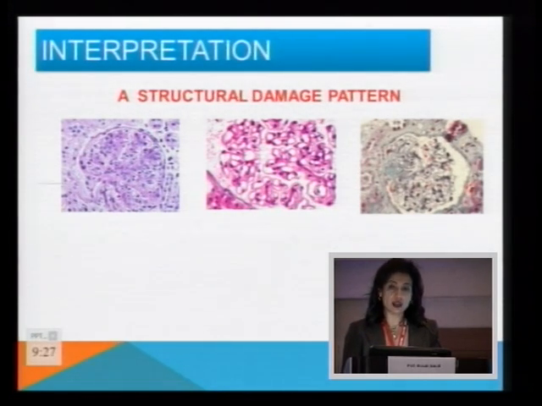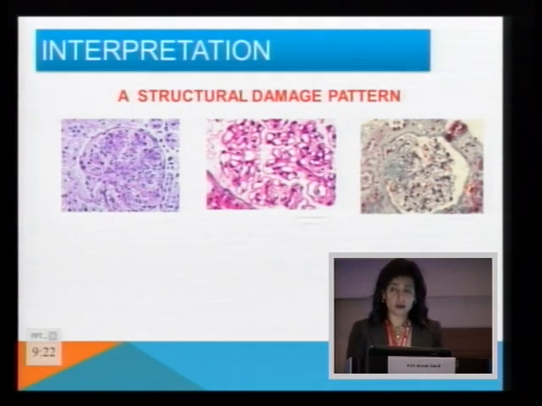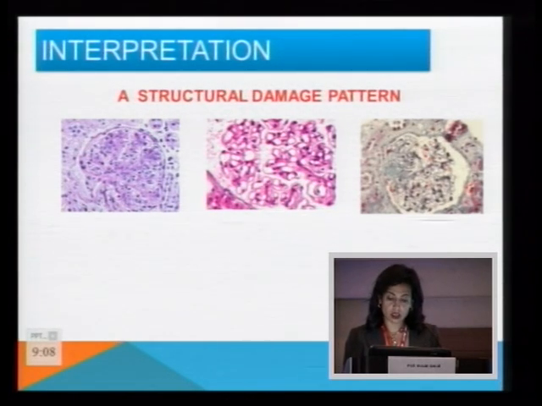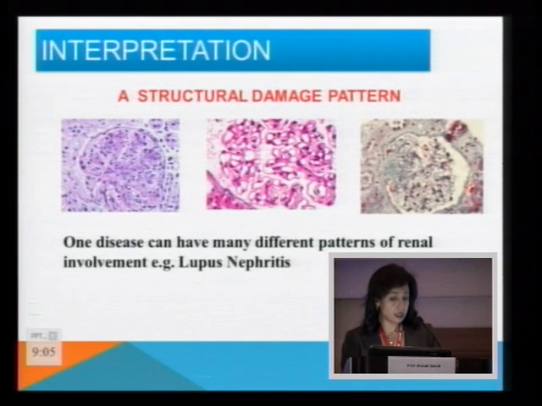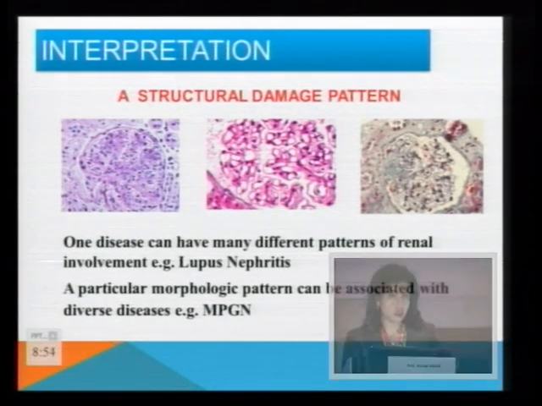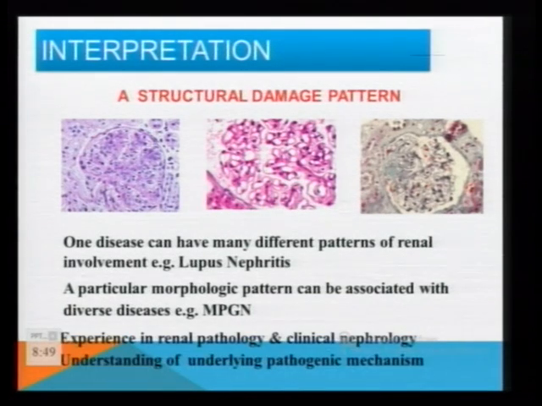Considering that the kidney is really a highly complicated organ, the way it responds to injury and translates it into morphology is very limited. At the end of the day, we have only few morphological patterns which we see, and these translate to the hundreds of diseases which can affect the kidneys. What do we mean by this? We mean something like one disease can have many different patterns of renal involvement, as lupus nephritis, for example. And you can have one morphological pattern, like membranoproliferative glomerulonephritis, which could be a representation of different and diverse diseases.